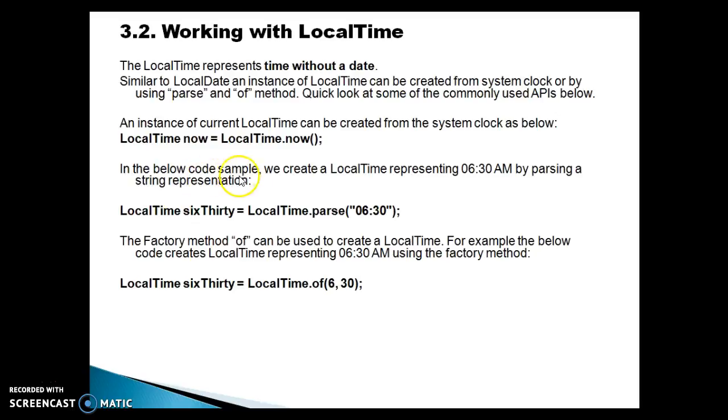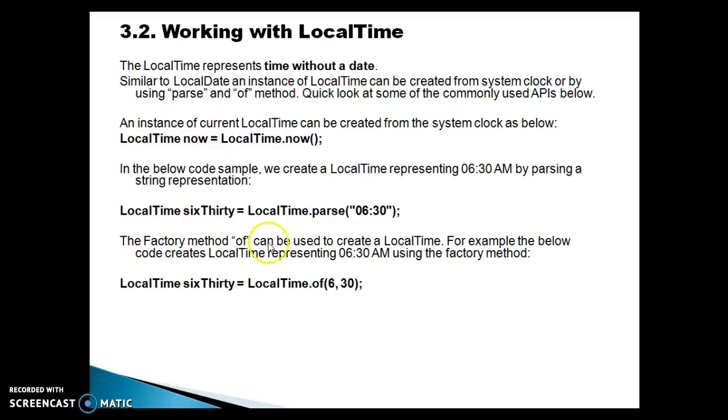Now in the below code sample, we create a local time representing 6:30 AM by parsing a string representation. So we have another method. If you know the timing, you can pass the time as a string to the parse method, which is available in LocalTime itself. Again, this is a static method, so directly you can call it by the class name, and this will return you the time.